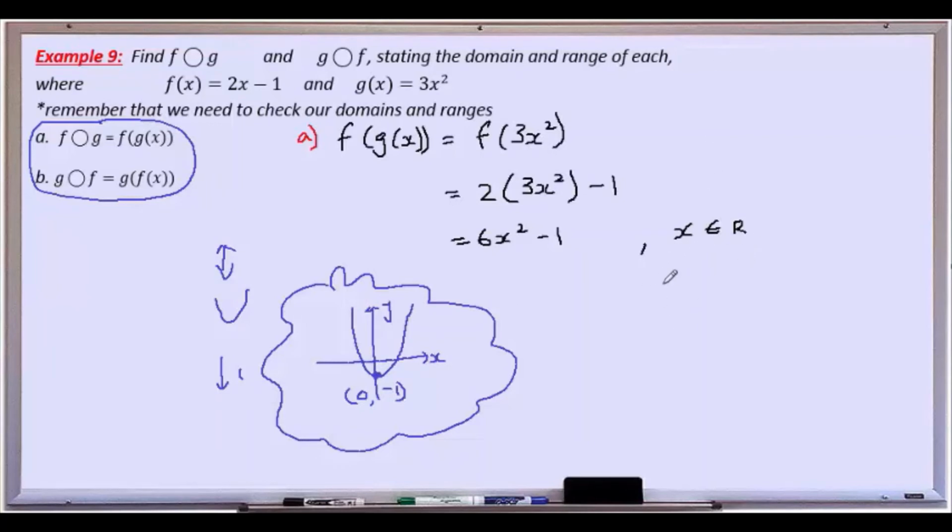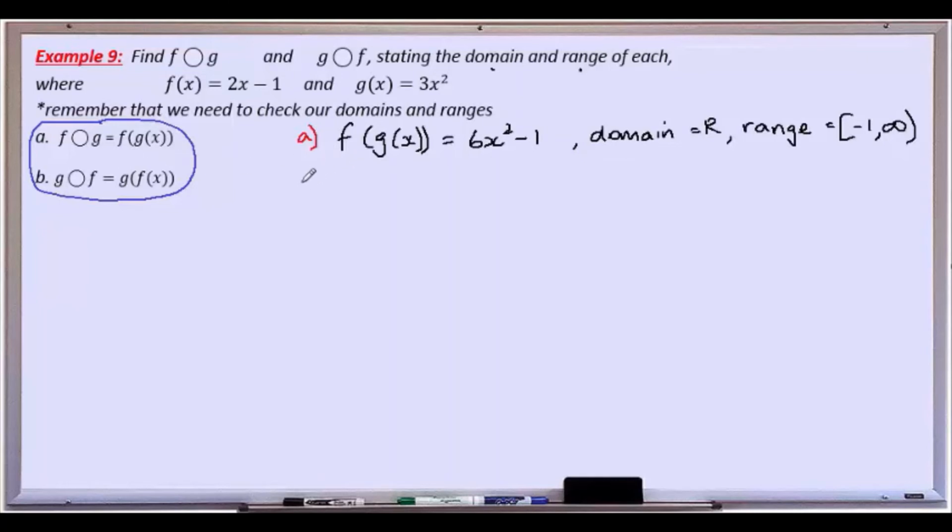So I can say that my range, or my y values, let's write range, and let's actually write domain here, because that's what the question asks for, domain and range. So let's answer in time. The domain is real numbers, and the range is from negative 1 inclusive to infinity. And there I'm using my brackets to describe the domain and range. So that's part A. Now let's have a look at part B.